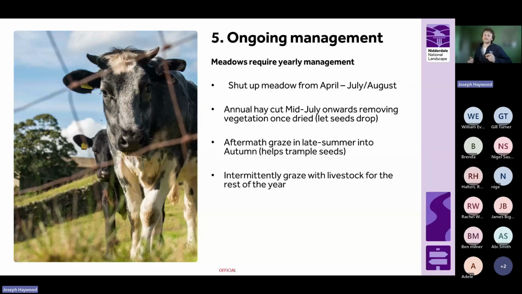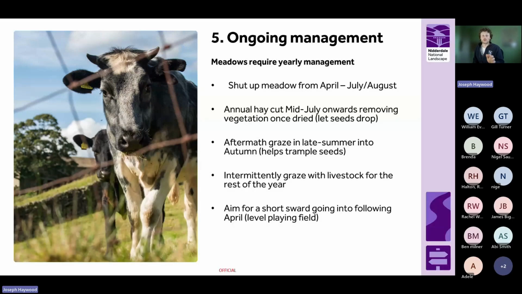Then you want to intermittently graze with livestock for the rest of the year. So when the grass has grown a little bit more, get your livestock on. Once they've eaten it down, remove them. Maybe it's getting particularly wet. We're around like January time. You don't want to stick your livestock on your field as it might poach it. So you just leave it at that point. That intermittent grazing with livestock is really dependent on the weather.